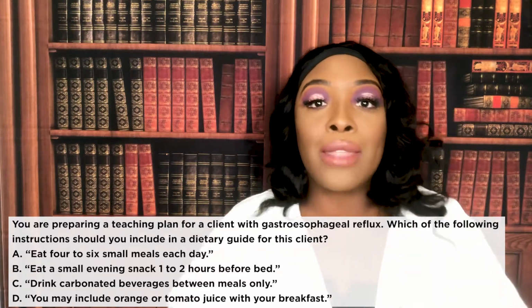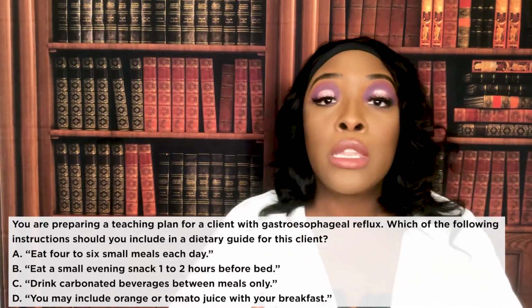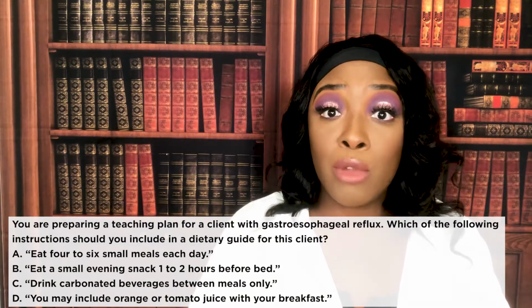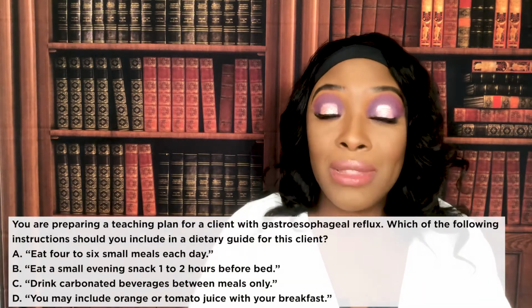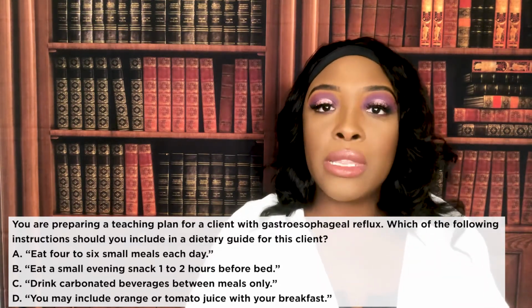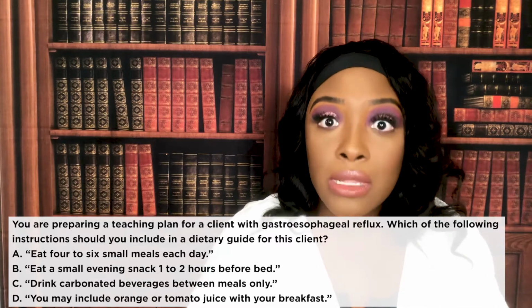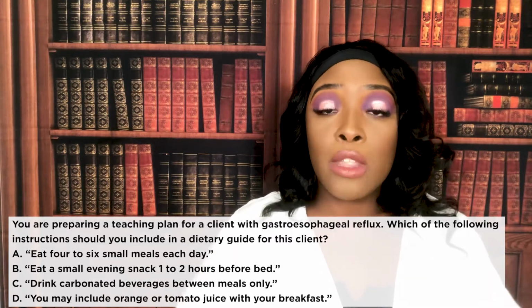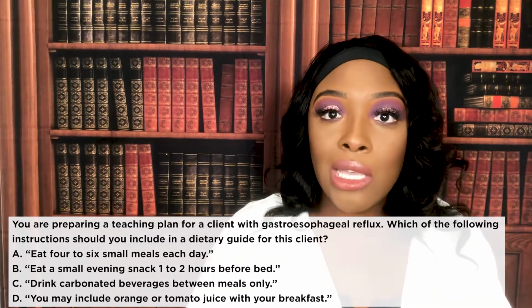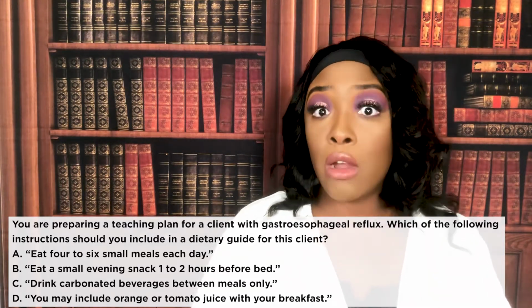So that's why we want small and frequent meals. Small meals to decrease abdominal girth, so there's not increased abdominal pressure, right? So it doesn't open up the sphincter. But frequent meals, so that there's always a little something in the patient's stomach, so the hydrochloric acid will break down that little something and not your own stomach lining. Okay? Let's look at our other choices.